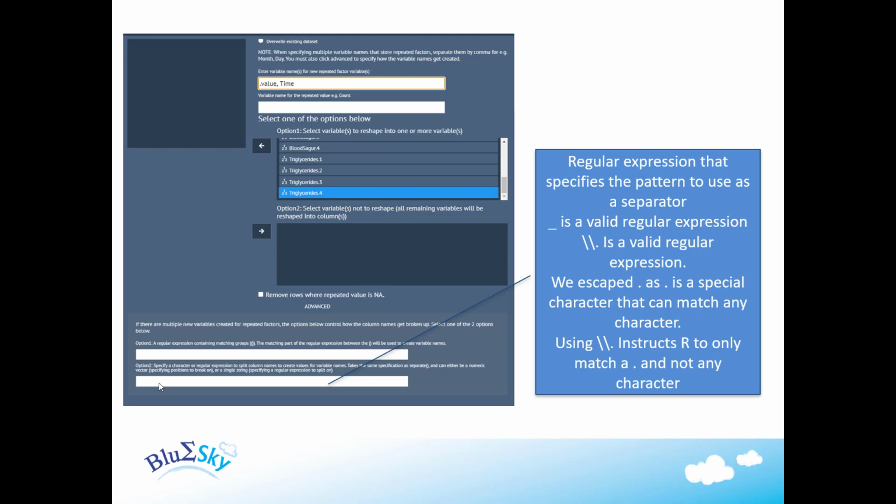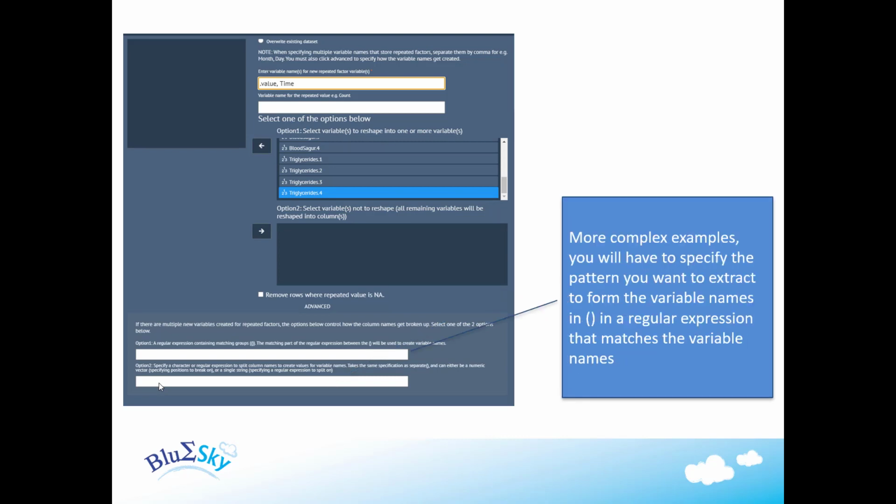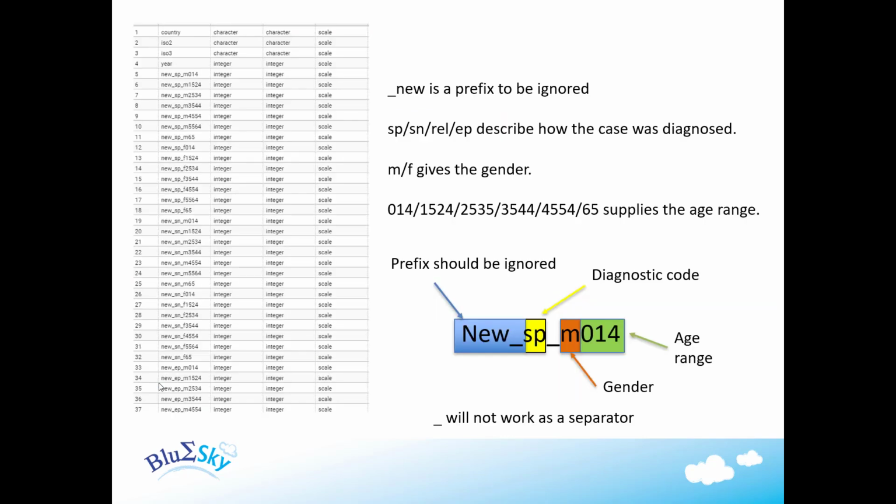So I hope that made a little more sense. And now for the more complex examples, you will have to specify the pattern you want to extract to form the variable names in parentheses, which is in turn within a regular expression. So you specify a regular expression that matches all the variables you want to reshape, and within that expression, in parentheses, you specify the parts to extract to form the new variable names. Again, it's a little complicated, but hang in there and it'll make sense.